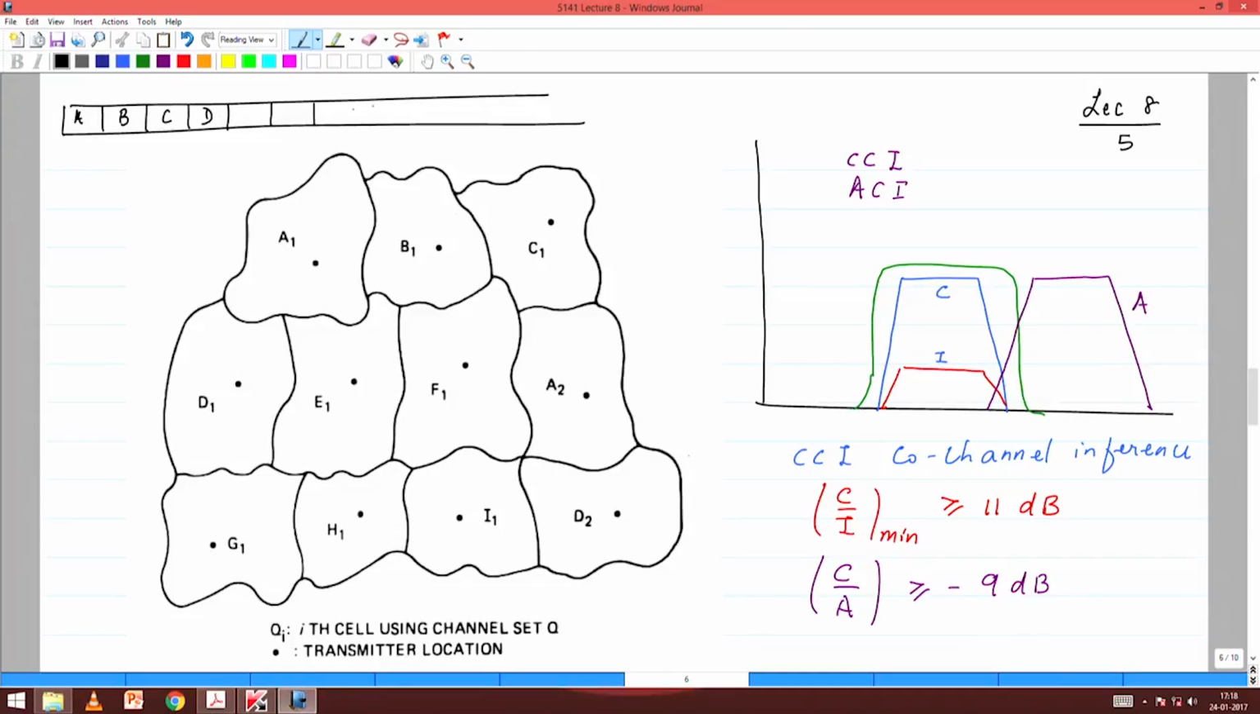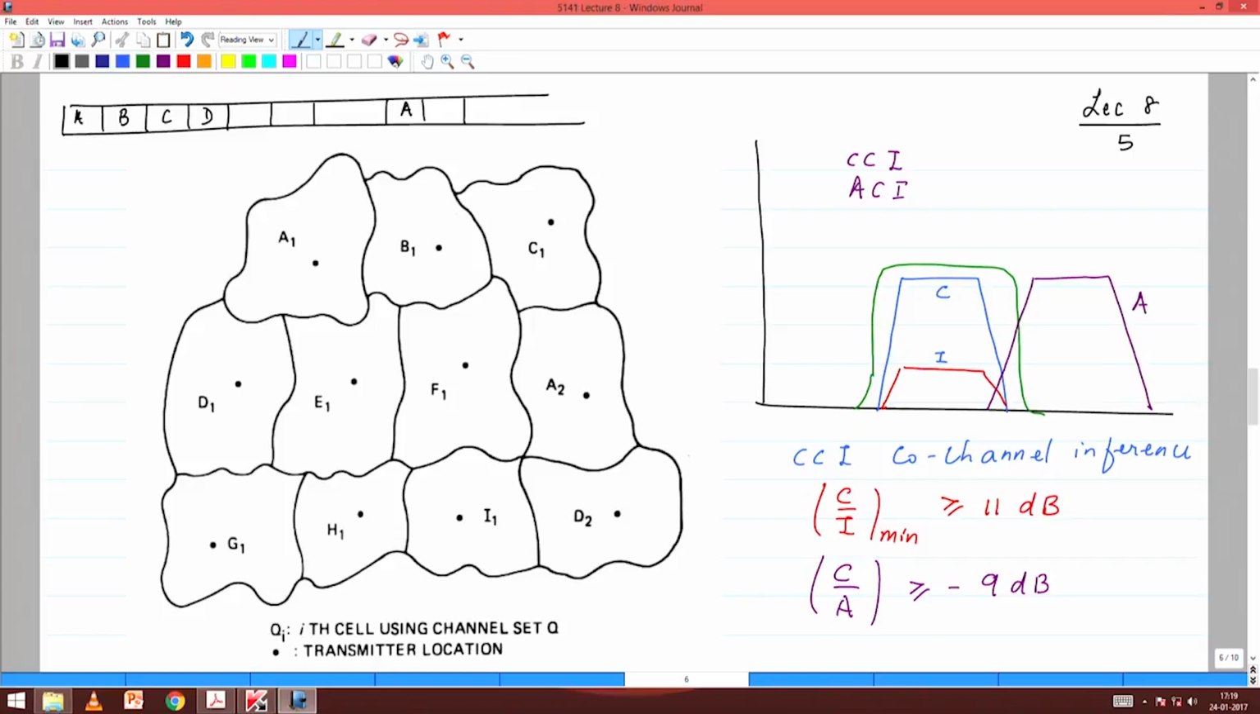Then eventually when I finish assigning to all the cells, I will start reusing A again. So all those designated as A will be used in this cell and any other cell that is designated as A. So this is the frequency reuse concept.